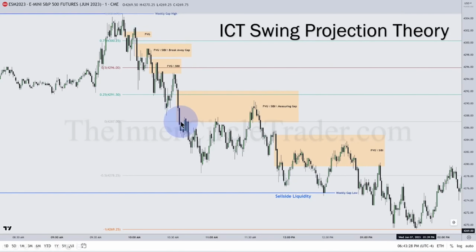What that does is gives you a projection to a standard deviation of -1. The -1 standard deviation comes in at 4269.25. The low comes in exactly at 4269.25. Folks, that is the daily low to the tick right there. And it never went lower today. Even after our session, it didn't go lower. So this is my ICT swing projection theory.